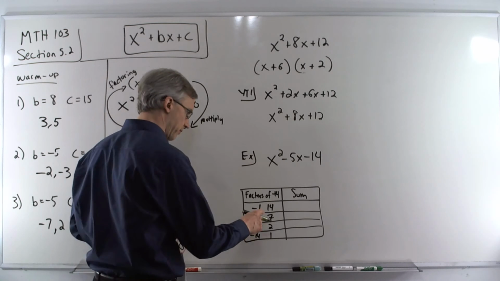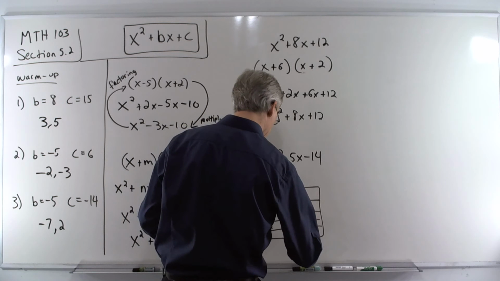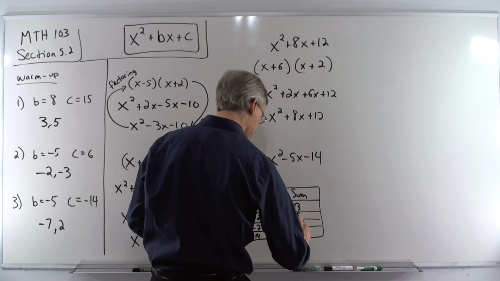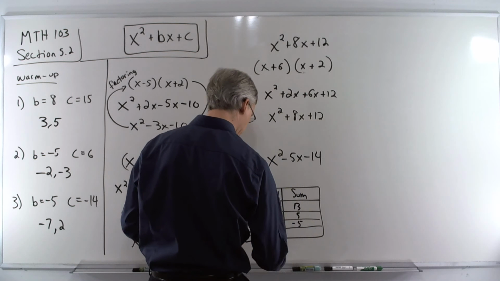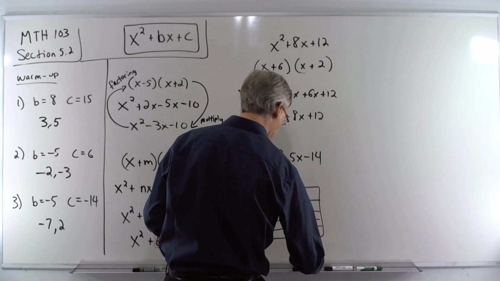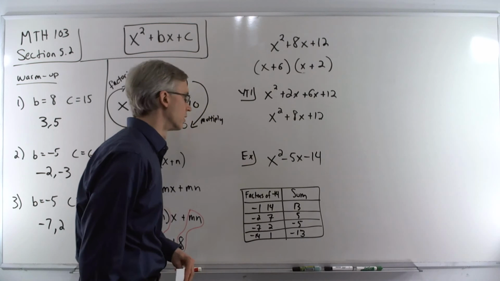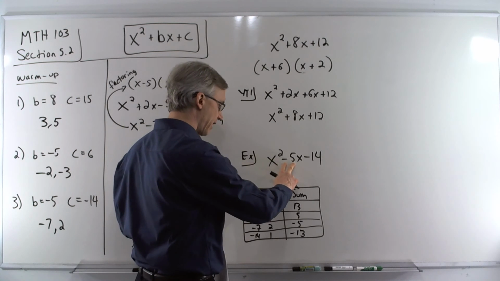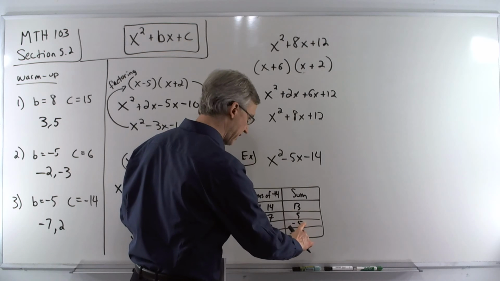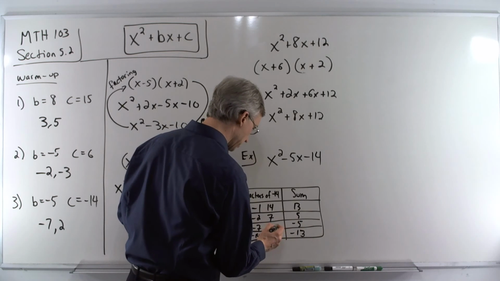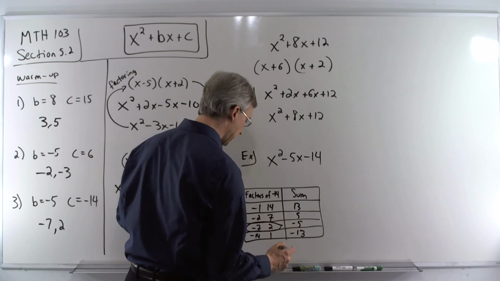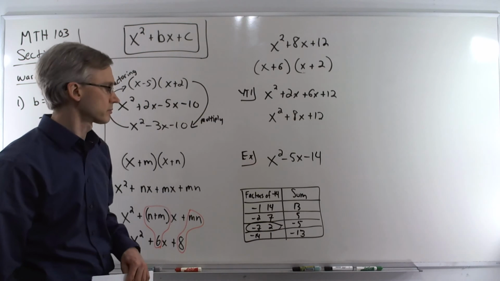Now let's add them up. 14 and negative 1 is 13. 7 and negative 2 is 5. Negative 7 and 2 is negative 5. And negative 14 and 1 is negative 13. So now we look at the middle term. Look for b. b is negative 5. So here's negative 5, which means these two must be our two numbers, negative 7 and 2.